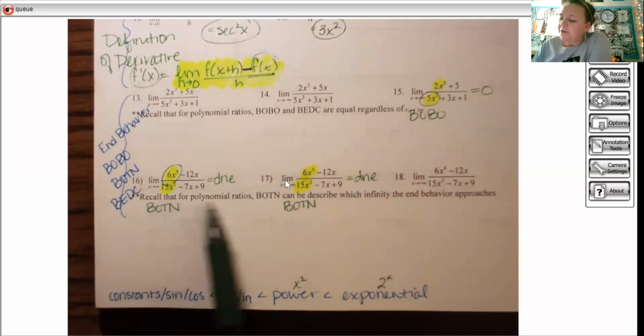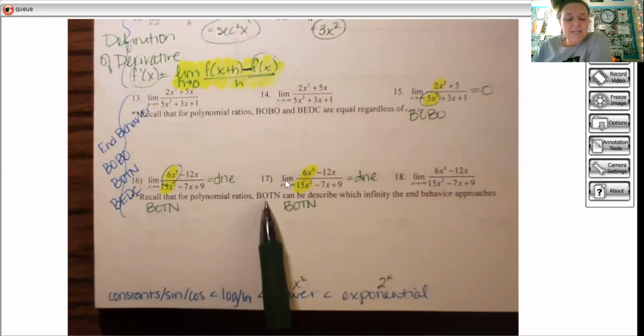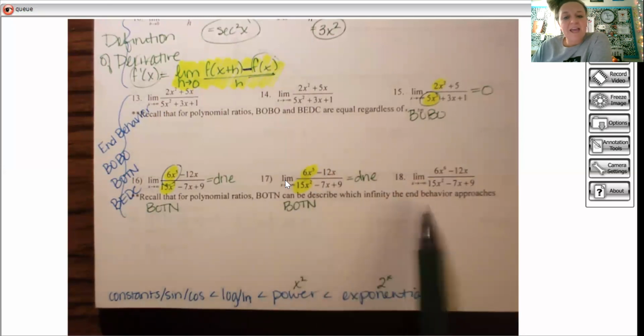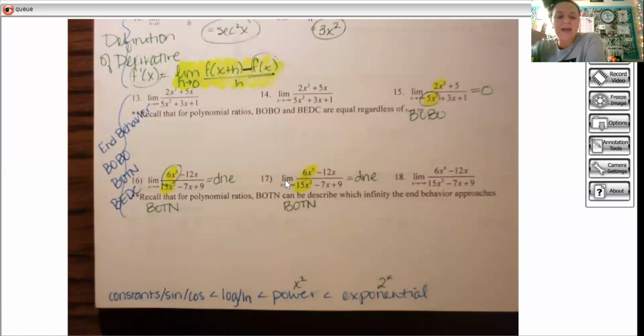Recall that for polynomial ratios, top-heavy can be described with the infinity that the end behavior approaches. So what that means is that I could say, well, this limit doesn't exist, right? But I could also be more specific and say whether it's approaching infinity or negative infinity. And basically all that you would have to do for that is take the sign of your infinity and then plug it into the powers and see how it works out.